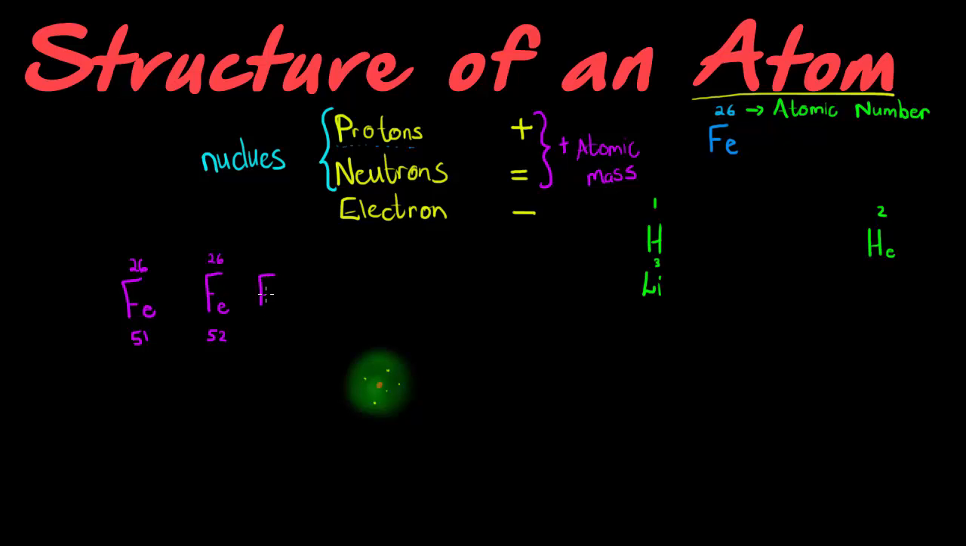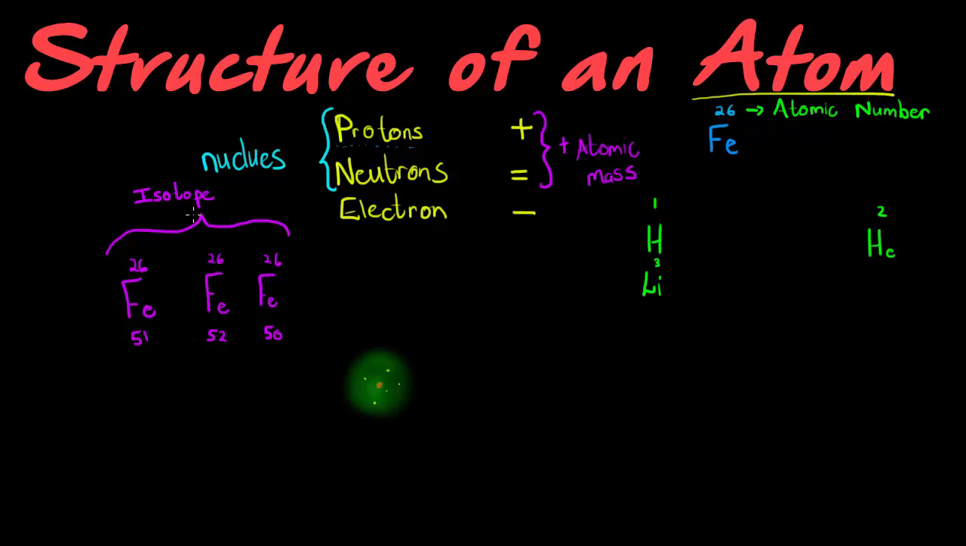And another one will have 26 protons, but it might have, I don't know, 24 neutrons. So it has an atomic mass of 50. So what the scientists have done is they have looked at these different ones, and they call these isotopes. Isotopes mean it is the same atom, but they have a different number of neutrons in their nucleus.